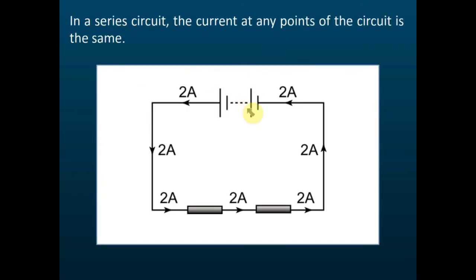If you have a circuit like this, with a cell here and a resistor here, and let's say the current is 2 ampere: when it comes out from the cell, it's 2 ampere. When it moves here, it's 2 ampere. It goes inside the resistor, 2 ampere. Comes out, still 2 ampere. Goes into another resistor, still 2 ampere. Comes out from the resistor, 2 ampere, and it's all the way 2 ampere back to the cell. Therefore, in a series circuit, the current at any point of the circuit is the same. If it's 2 ampere, then any point is 2 ampere. If it's 3 ampere, then any point is 3 ampere. That's for a series circuit.